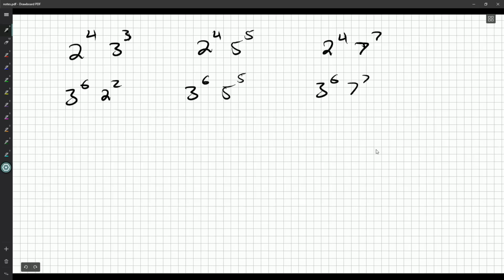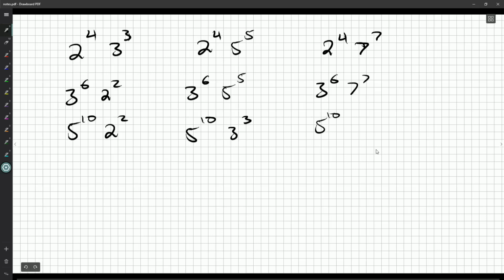Okay, what else could we have? We could have 5 to the 10, 2 to the 2. 5 to the 10, 3 to the 3, maybe? So 5 to the power of 10 times 4. Yeah, that works. 5 to the power of 10 times 27 also works. I'm going to go out on a limb here and say 5 to the 10, 7 to the 7 is just a little too big.